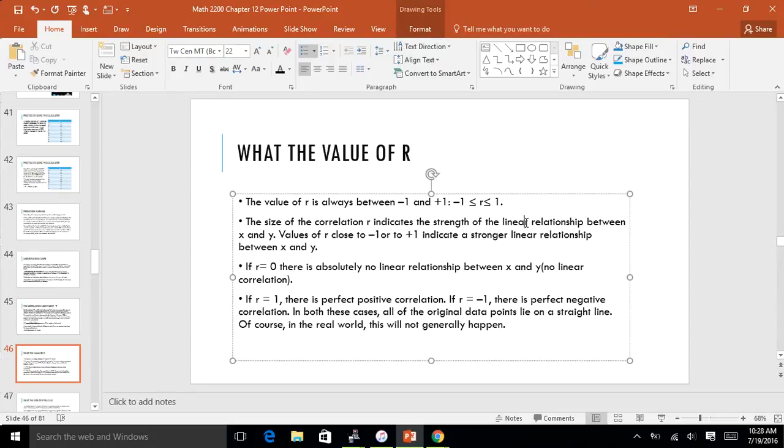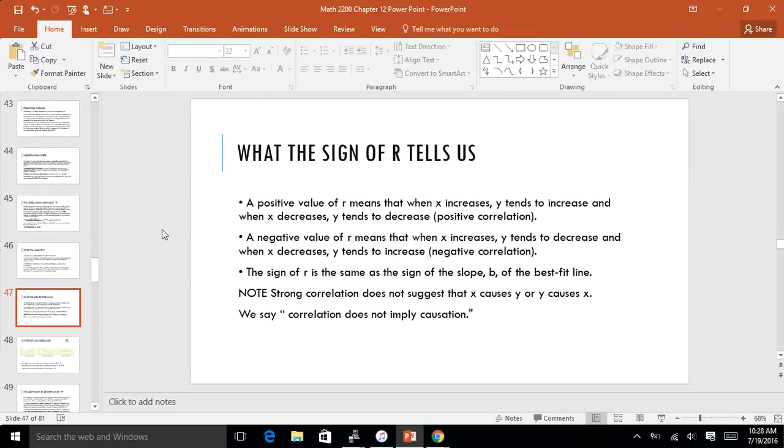So in the real world, you're hoping that all those data points lie in a straight line. But of course, in the real world, that's never going to happen. Okay, so what does the sign of R tell us? A positive R means that when X increases, Y tends to increase, and when X decreases, Y tends to decrease. A negative value of R means that when X increases, Y decreases, or when X decreases, Y increases.